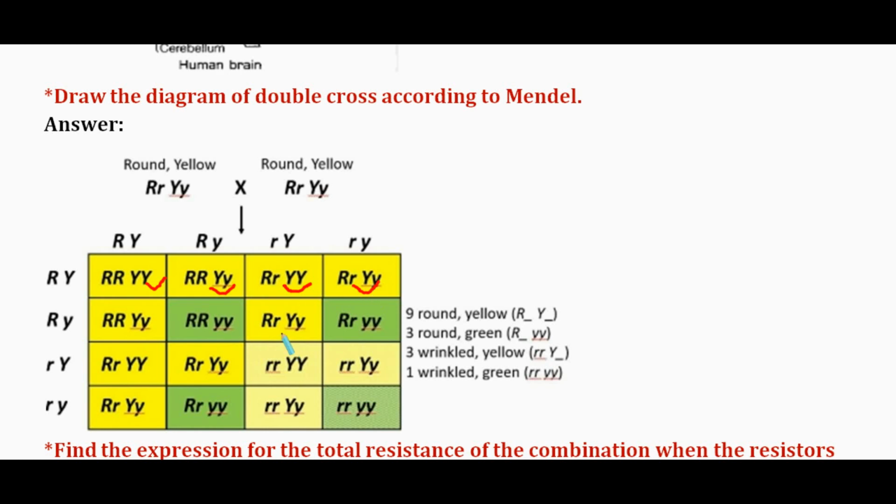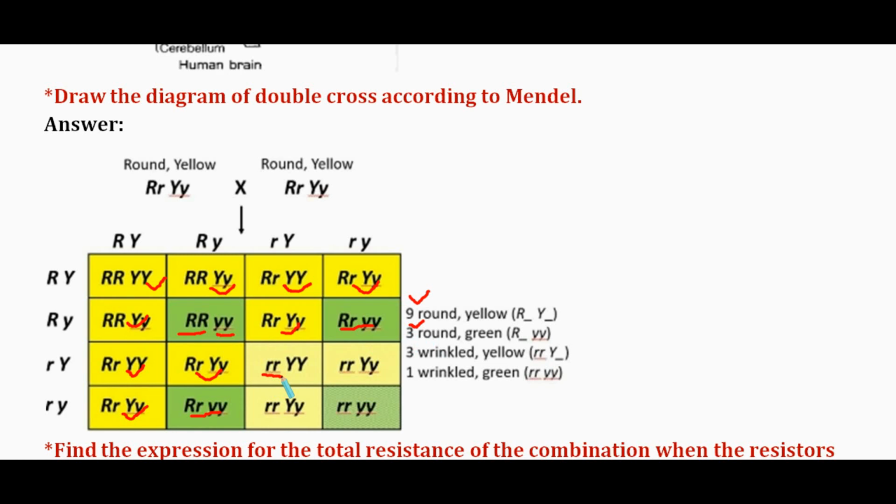This is round and yellow, round and yellow, round and yellow. The total number is 9. Next is round but green, because this is capital R, so round, and this is small y, so it is green. So round and green, it is also round and green, and also round and green. So round and green, three phenotypes.